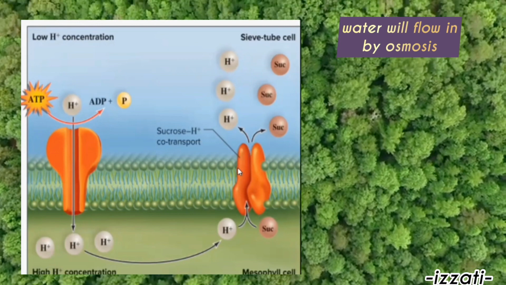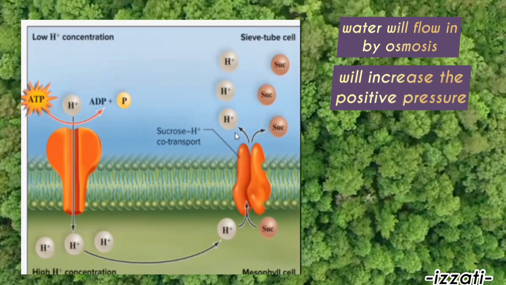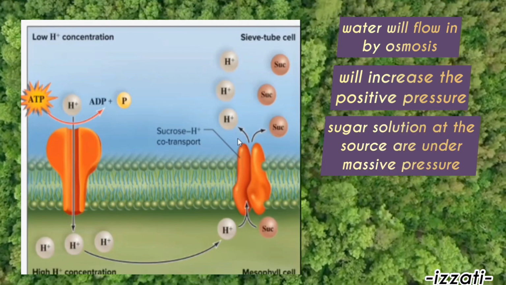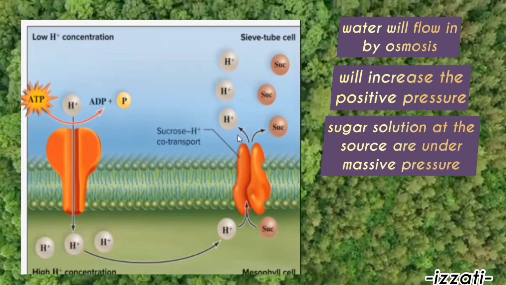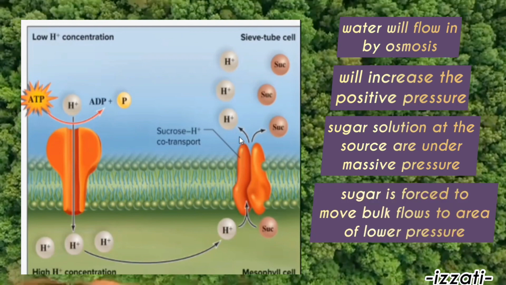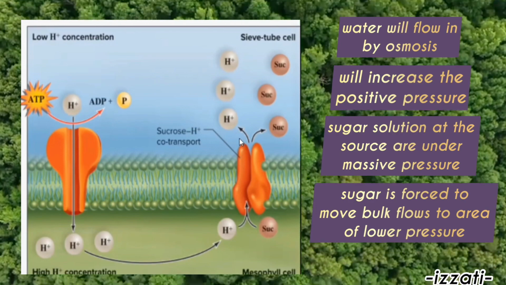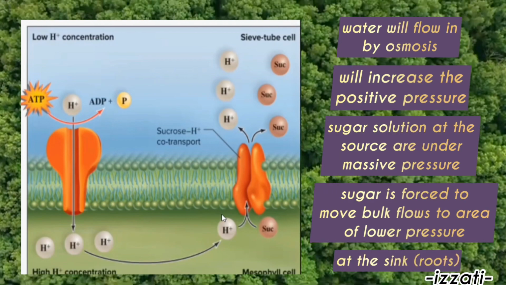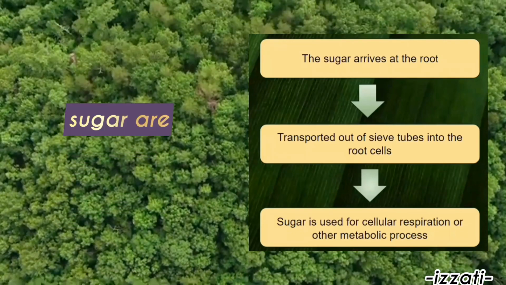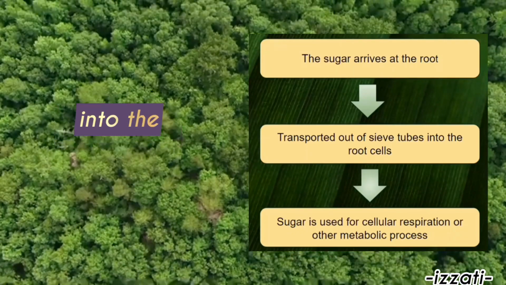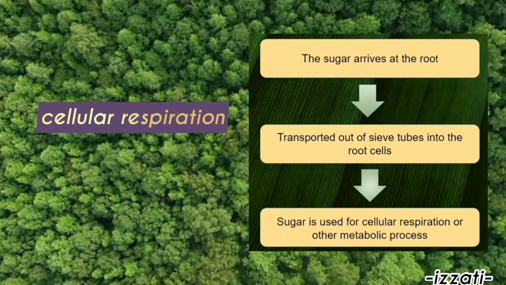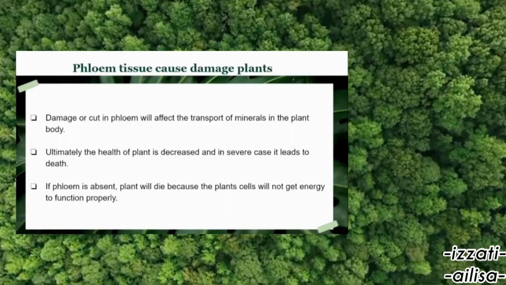When the water flows in, it will increase the positive pressure and put the sugar solution under massive pressure at the source. When the sugar solution is under massive pressure at the source, it will be forced to move by bulk flow to areas of lower pressure at the sink, like a root. When the sugar arrives at the root, it will be transported out of the sieve tubes into the root cell.